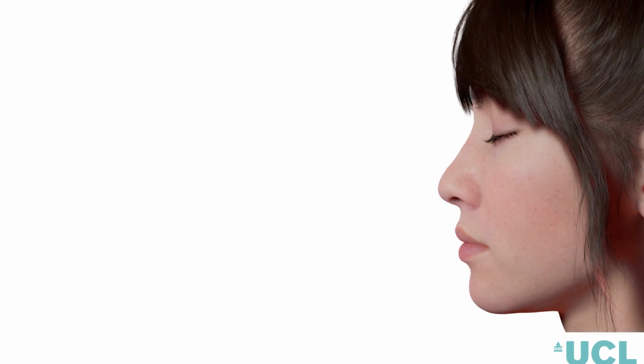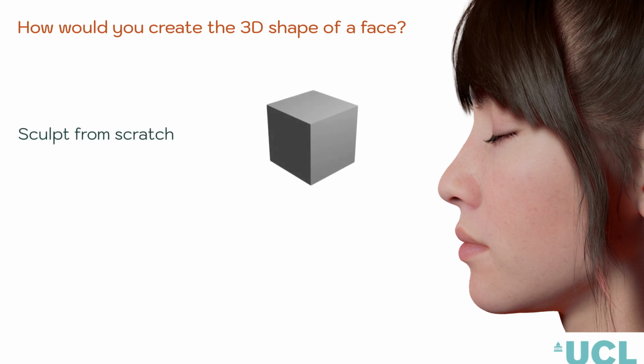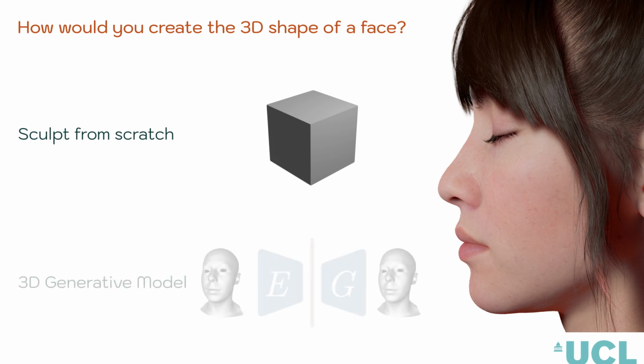Let's assume we want to generate the face of a digital human. The first step is surely going to be the creation of the 3D shape of the face. But how would you create the 3D shape of a face? If you are an experienced artist, you may decide to start sculpting the face from scratch. But if you don't have that level of confidence with 3D software because you're not an artist, or if you just want to start from an existing face, you could use a data-driven generative model instead.